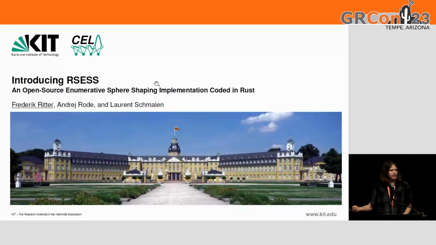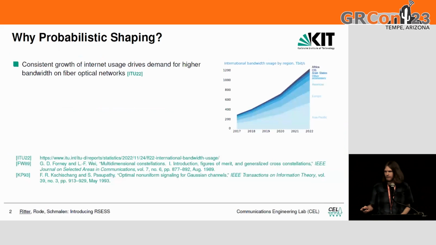Welcome to my presentation of RSESS, our open source implementation of the enumerative sphere shaping algorithm. KIT is a university in Karlsruhe in Germany, for anyone who didn't know. I'll start by talking about the internet.